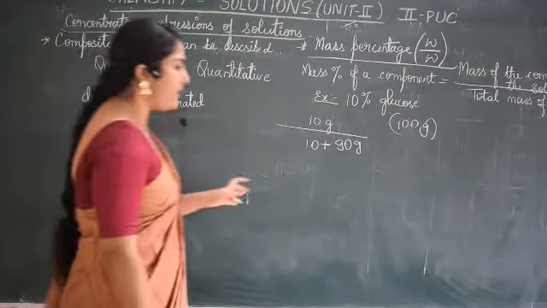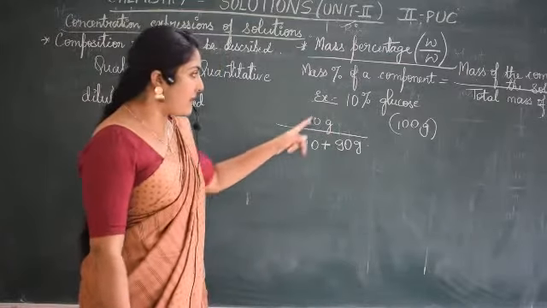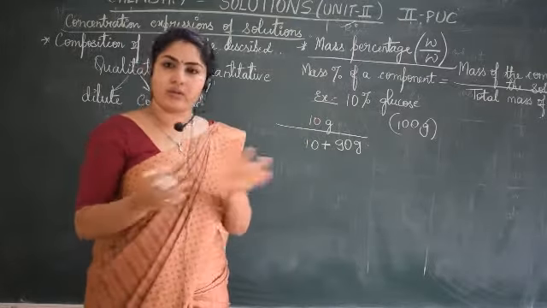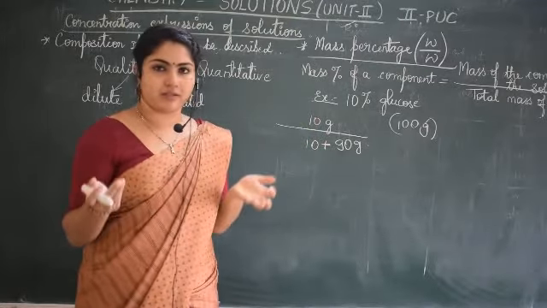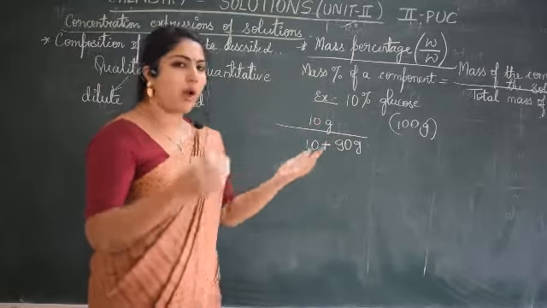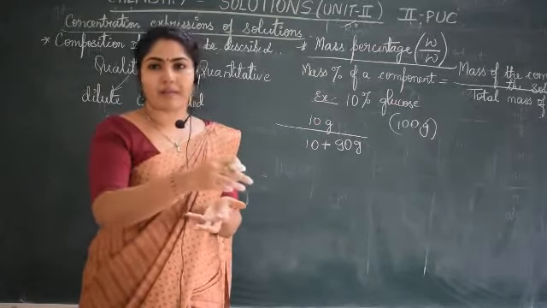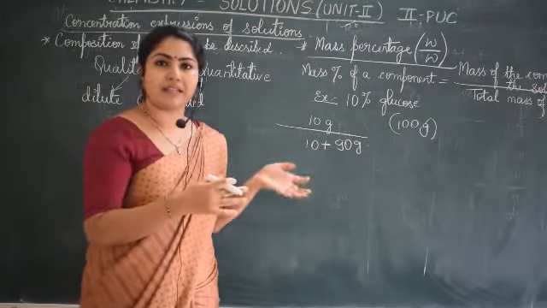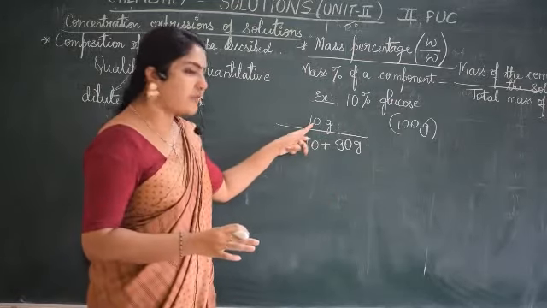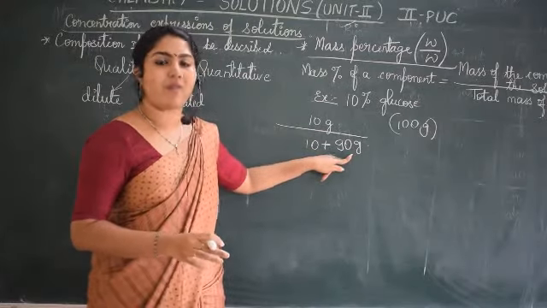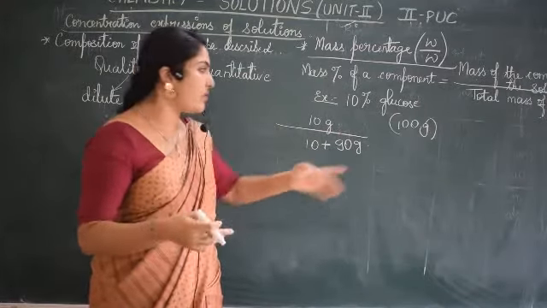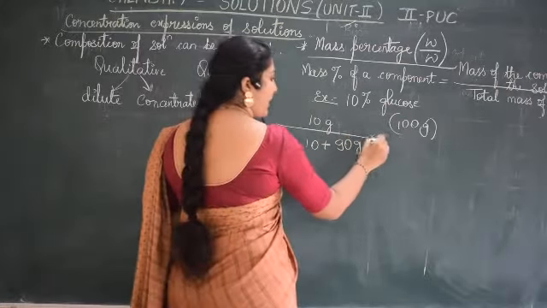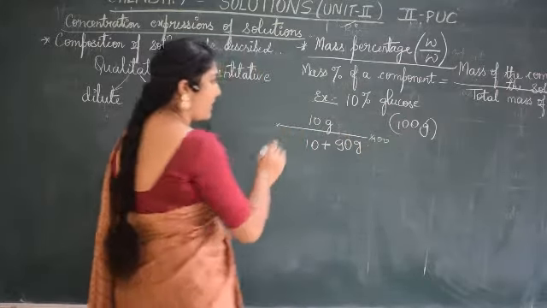Hope it is clear, isn't it? Here 10% of glucose, that is mass percentage, means the total is 100 gram of the solution. In 100 gram, how much is the solute? 10 gram of it is solute. The rest of the part is solvent. So 10 gram of solute plus 90 gram of solvent constitutes 100 gram of solution. That is what it means, okay? Into 100. This is how the calculation will be done.